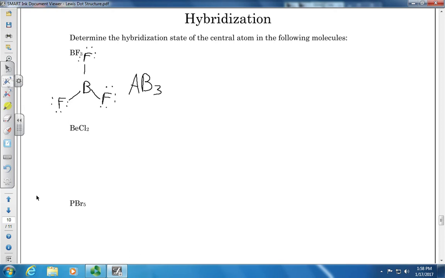And because it's AB3, we know two things. We know its geometry, and we know its hybridization for the central atom. Because when we're talking in terms of AB3 or AX3, we're talking in terms of the central atom of the molecule. So we know from our geometry that this is trigonal planar.